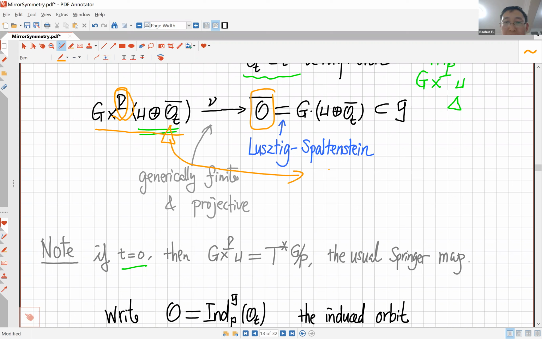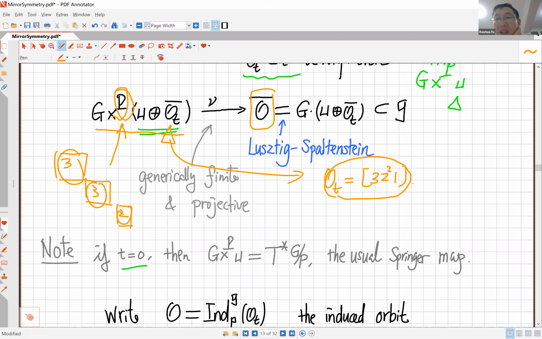For example, if O is given by some partition, for example, 2, 3, 1 or something like this, maybe there's some power. And then this P has some Levi part. So it has something like this, for example, 3, 3, 2, and so on. And then what you can do, I don't remember exactly. There's some partition. Using this number, you can construct a new partition, and this gives you the partition of this O. So this is a way to produce all nilpotent orbits from nilpotent orbits. This gives you a way to produce all induced orbits.